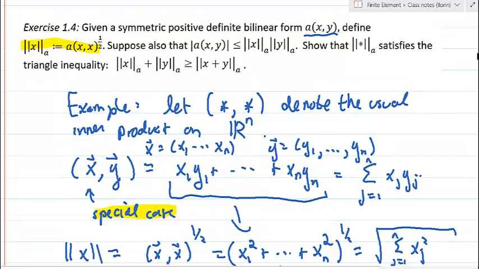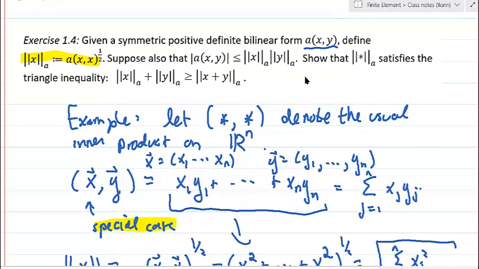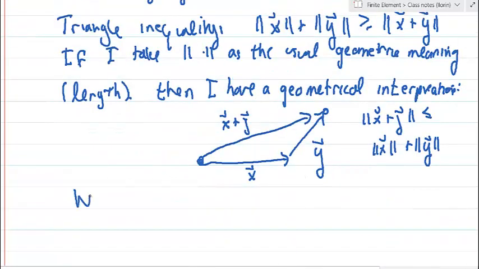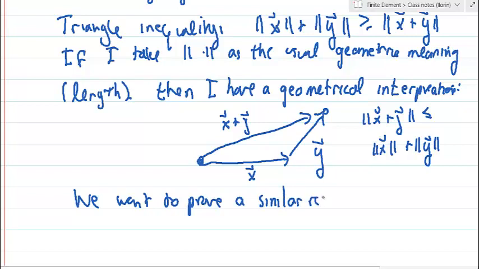All right. So I want to show that in general, if I have an arbitrary bilinear form, now let me remind you that, so we want to prove a similar result for an arbitrary bilinear form.